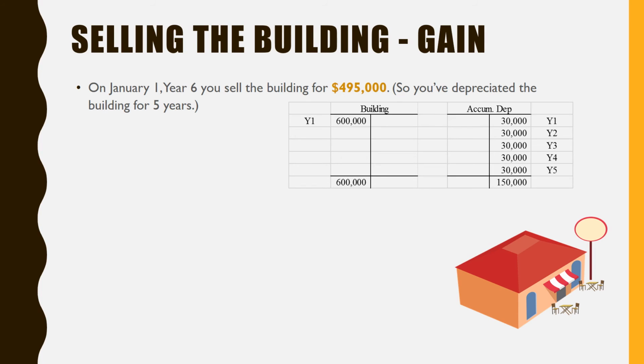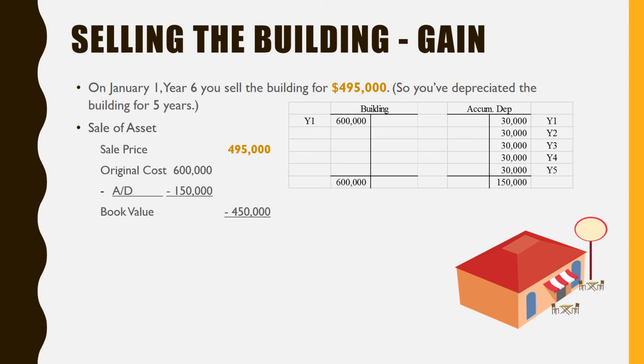That takes us to a gain then. So we talked a little bit about that. All I'm changing here is now I'm selling the building for $495,000 instead of $395,000. My general ledger looks exactly the same, so I just have to calculate the gain or loss. Start with the selling price, find the book value, it's the same $450,000, subtract that, and now we have something with a book value we sold for $495,000, so that seems like a gain, and it is.